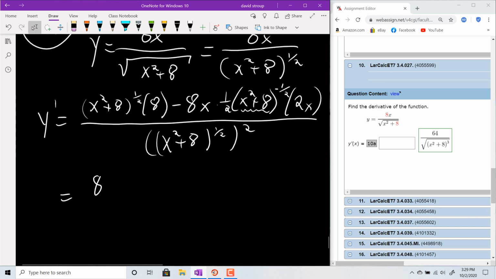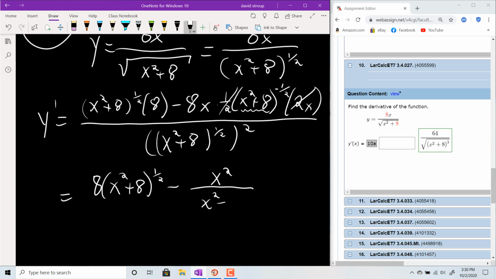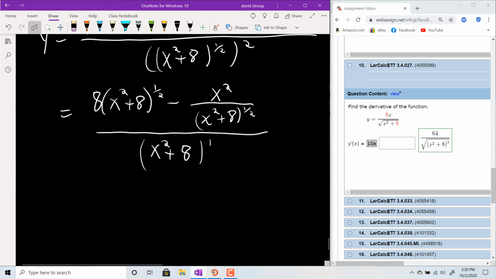Okay, so let's clean it up first. X squared plus 8 to the 1/2 minus the 2's will cancel with the 1/2. You have x times x is x squared. And then I'm going to drop that negative exponent to the denominator and make it positive. And that's all over x squared plus 8. Multiply the exponents here. 2 times 1/2 is 1, so you just get x squared plus 8 to the 1. Then I want to get rid of the complex fractions, right? So you're going to multiply by that denominator that you see in that second term here. Okay? Multiply by the x squared plus 8 to the 1/2, and that'll take care of it.